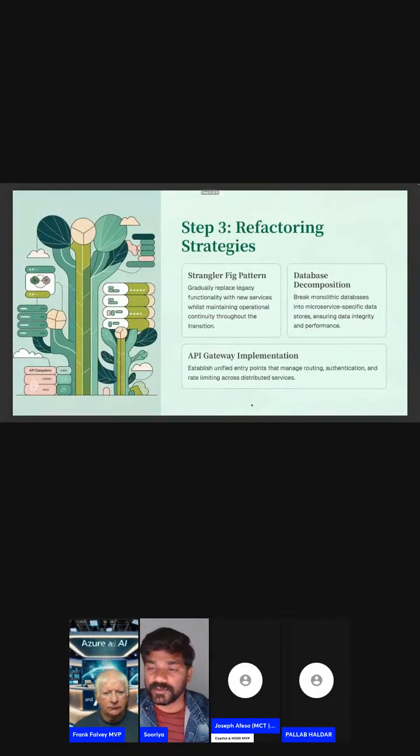So the next step would be refactoring strategies. Refactoring is the critical part of modernization. The strangler fig pattern allows us to gradually replace legacy functionality with new services while maintaining operational continuity, right?